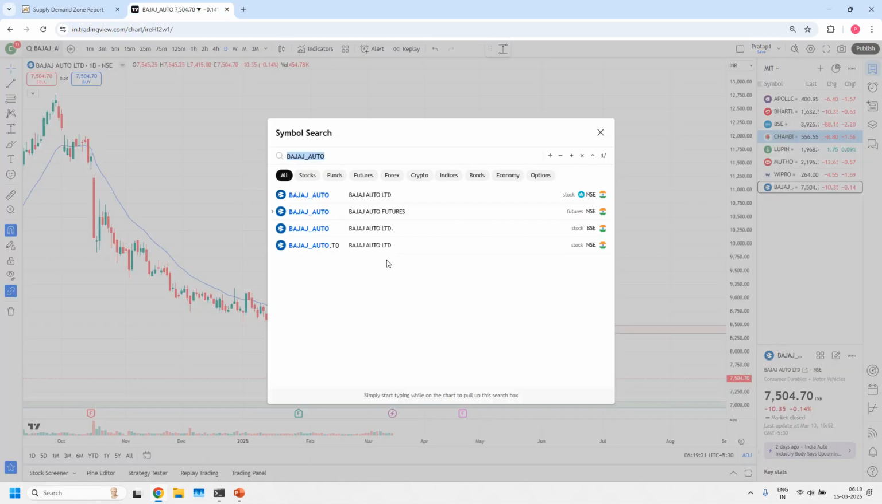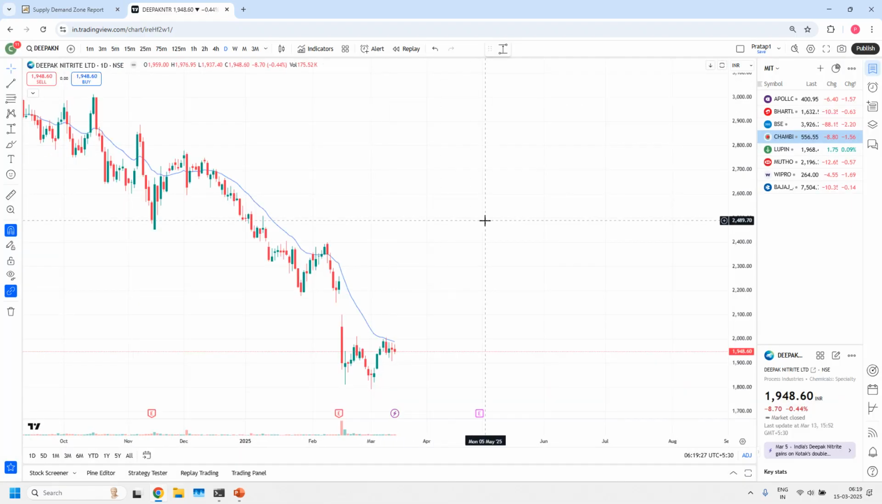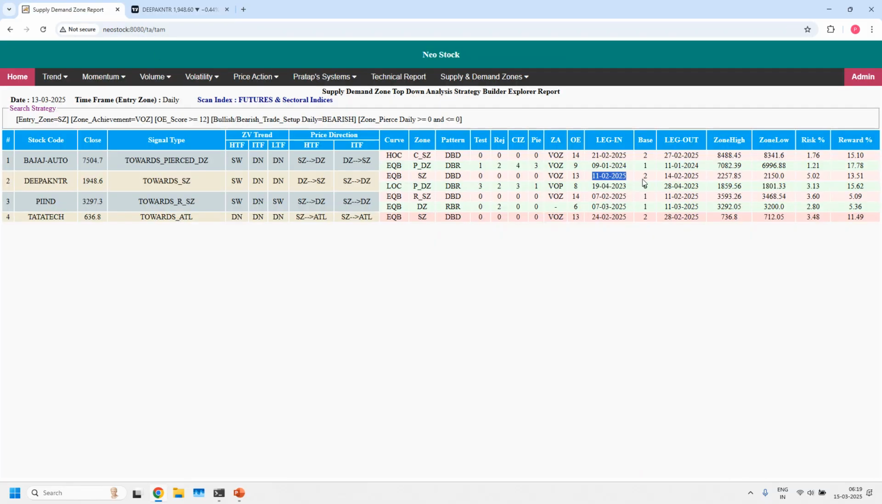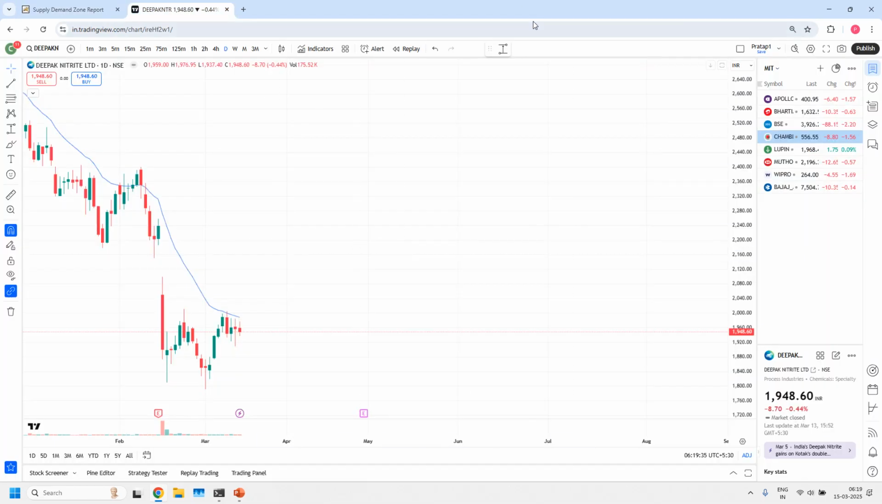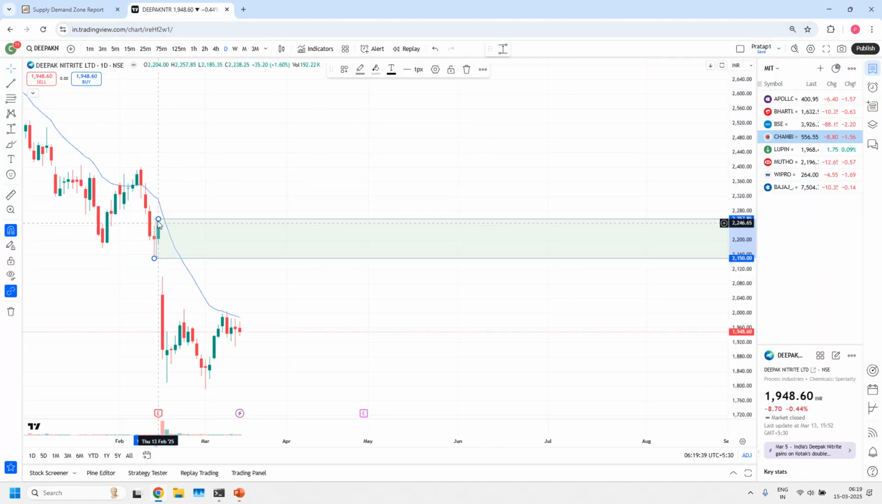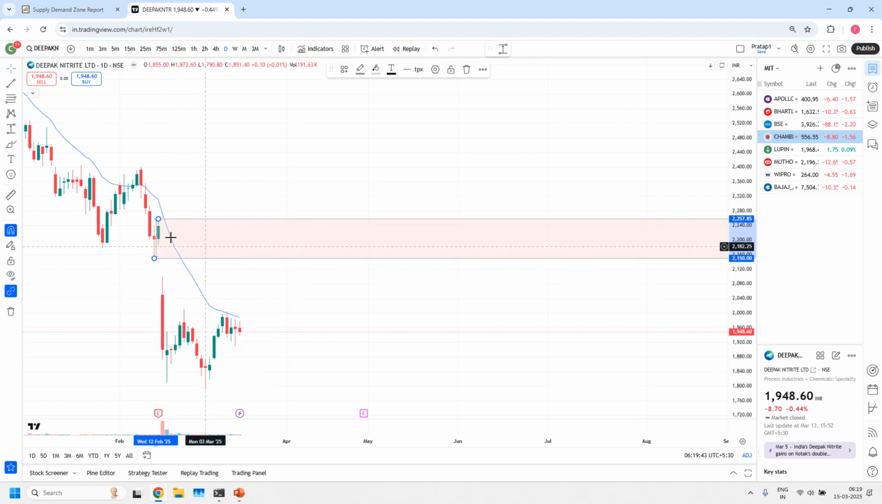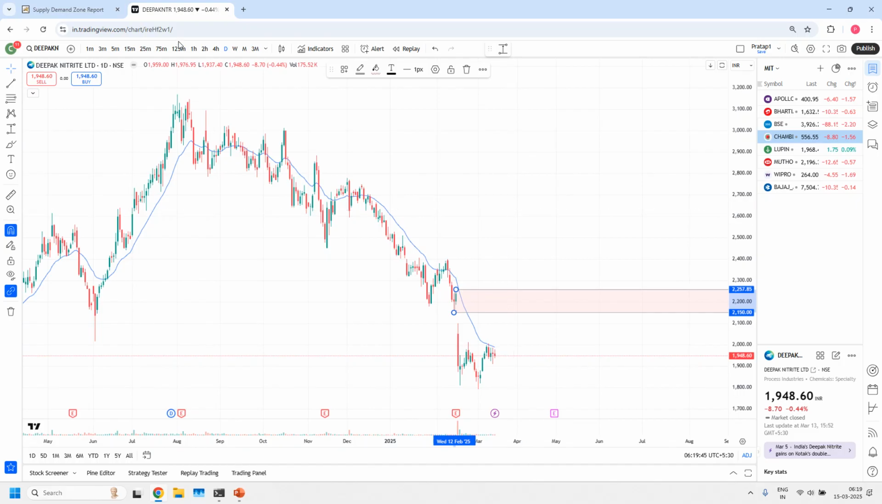So let me open Deepak Nitrate. This is the one. This is 11th February. Yeah, 11th February, two base candles. So let us draw this zone. So this is the daily supply zone.